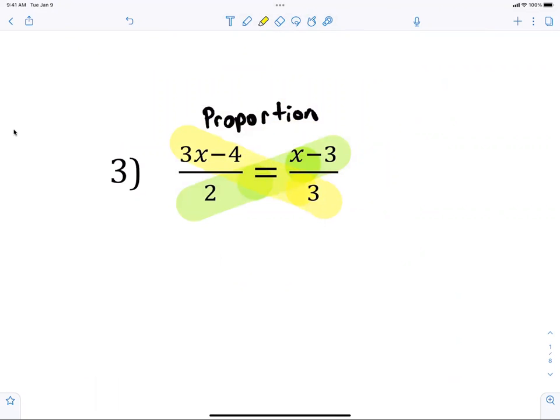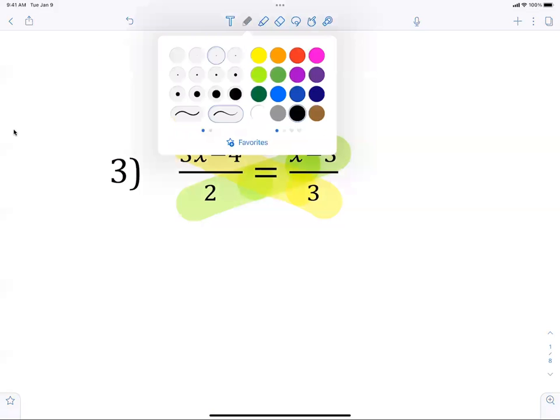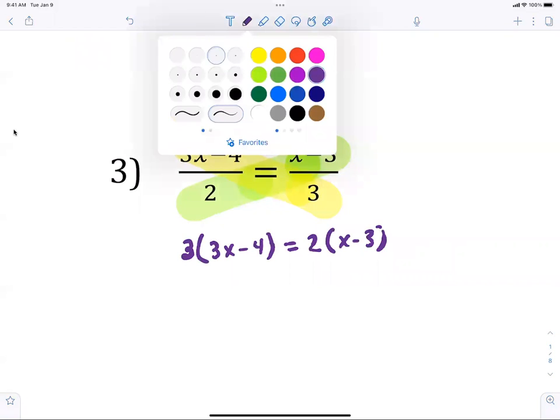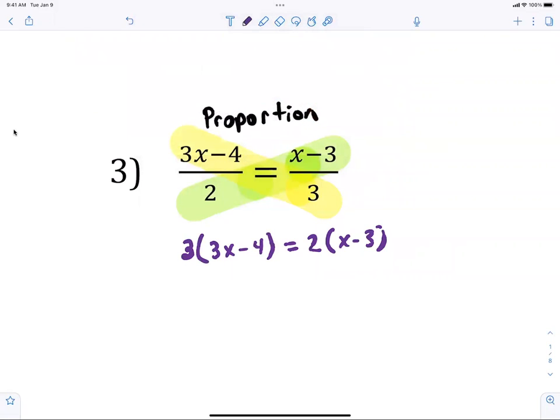You cross multiply. Come on, that's not a hard thing. You've been doing that honestly since fifth grade. Cross multiply. All right, it's just with variables now. So now when I cross multiply, come on now. I want everybody to write down 3 open parentheses, 3x minus 4 equals 2 parentheses x minus 3. Is everybody okay with that? Emily, you good?